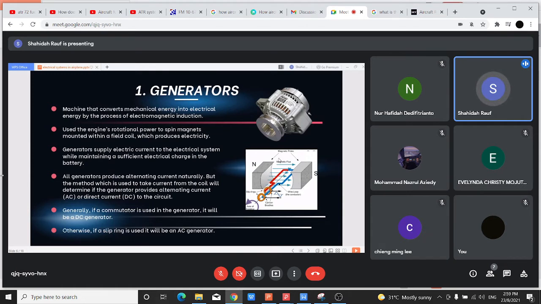So generators supply electric current to the electrical system while maintaining a sufficient electrical charge in the battery. Generally, all generators produce alternating current, but the method used to take current from the coil will determine if the generator provides alternating current or DC current. If a commutator is used in the generator, it will be a DC generator. Otherwise, if a slip ring is used, it will be an AC generator.